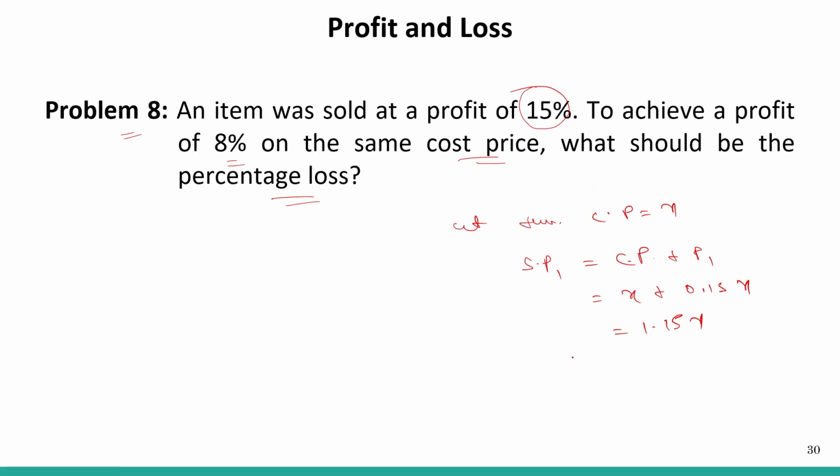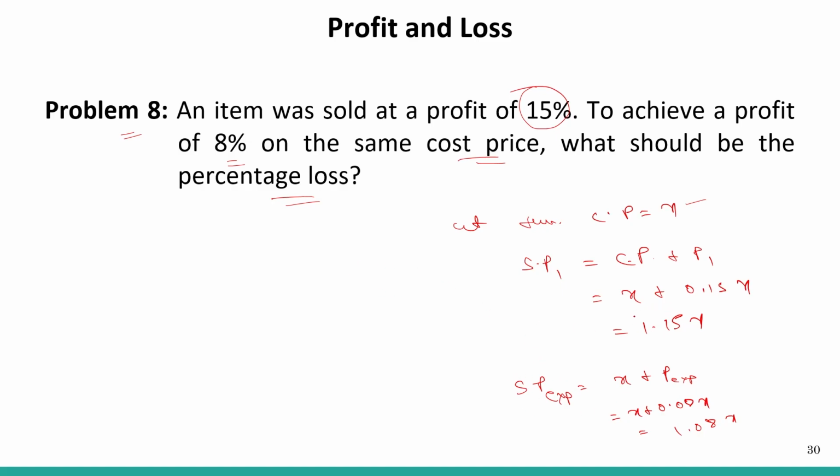Okay, so to achieve a profit of 8% on the same cost price, the cost price is this much, so the expected SP is equal to what? X plus, that is CP plus expected profit, that is equal to X plus 0.08x, right? So it will be 1.08x. Okay, so this much selling price we need.